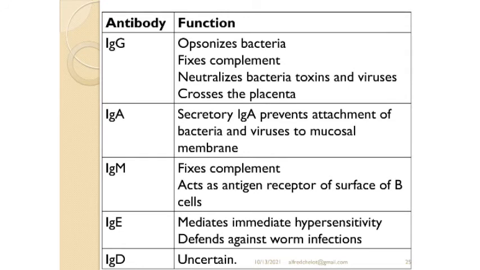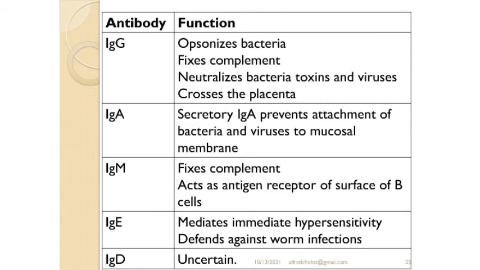So we have a table here that gives a summary of the antibodies and their respective functions. So for immunoglobulin G, they act as opsonizers, and they also fix complement. They also neutralize bacteria, toxins, and viruses. And we have said this is the only type of immunoglobulin that can cross the placenta. So for immunoglobulin A, this is the secretory immunoglobulin that prevents attachment of bacteria and viruses to mucosal membrane.